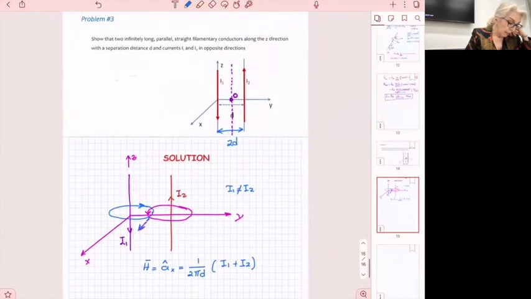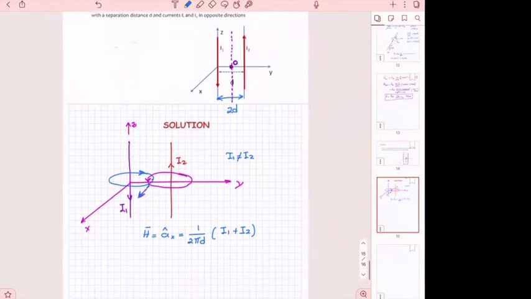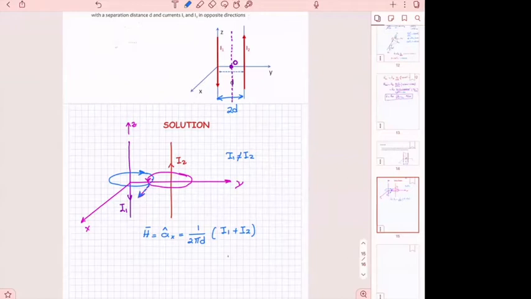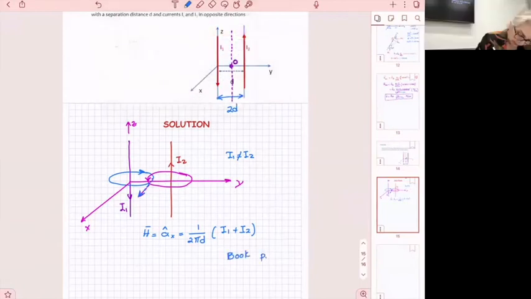Do you have any other questions in magnetostatics before we go back to electrostatics? Hold on. So what you used here is just the equation for an infinite wire. Yes, infinite line current, which is at page 310 of the book. Okay. Yeah. So just checking. Yes, book, page 310.